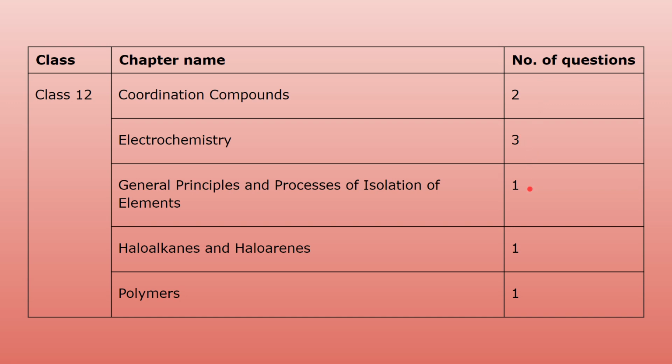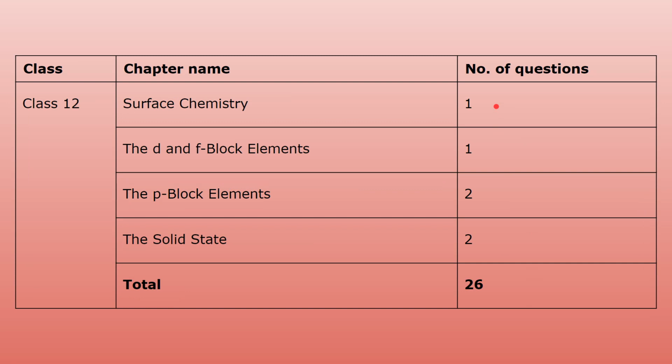principles and processes of isolation of elements, one question from haloalkanes and haloarenes, one question from polymers, one question from surface chemistry, one question from p block, f block elements, two questions from p block elements, and then two questions from solid state. So this makes the total 26 questions from class 12th in chemistry.